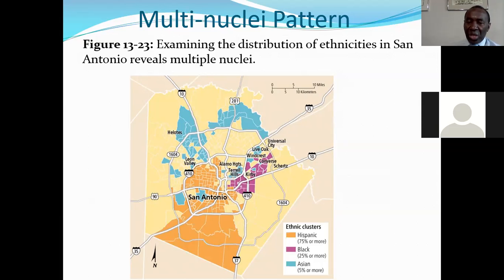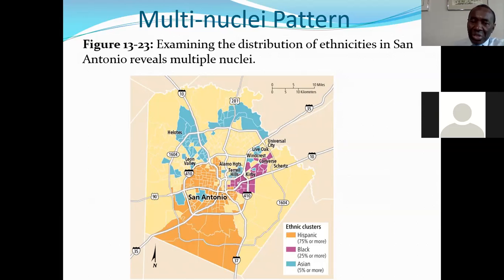And most of the Asian Americans are living in northern, northeastern and northwestern San Antonio. The Caucasians are living here and here in the outer suburbs of San Antonio. We have a few here, but most of them are living in the outer suburbs of San Antonio. So there is that tendency of people of similar sociocultural background tend to cling or live amongst each other.